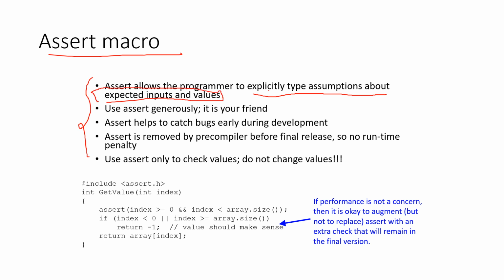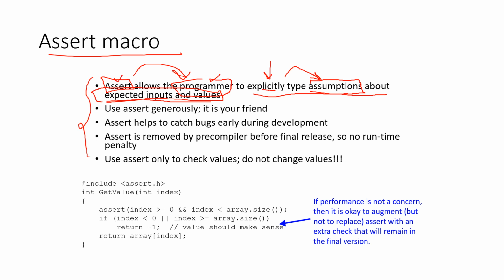What it does is simply allow our programmer, developer, to explicitly type assumptions. We can type explicit assumptions about the expected input and values. This is the function of assert. I hope it is clear to you.